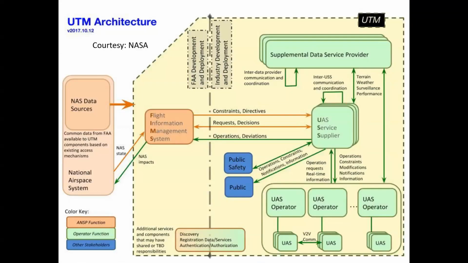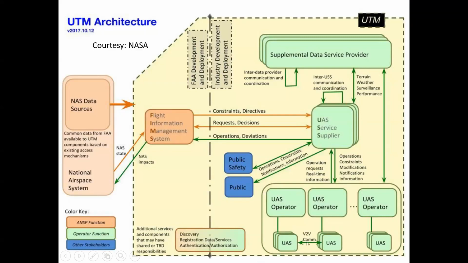Getting into technical stuff, here is an example of what we call UTM architecture. And this is from NASA, by the way, courtesy of NASA. I want to showcase some important things here. For example, UAS stands for Unmanned Aircraft System. So this is what we call UAV. Whether you call it UAV, UAS, or drone, they're one and the same.